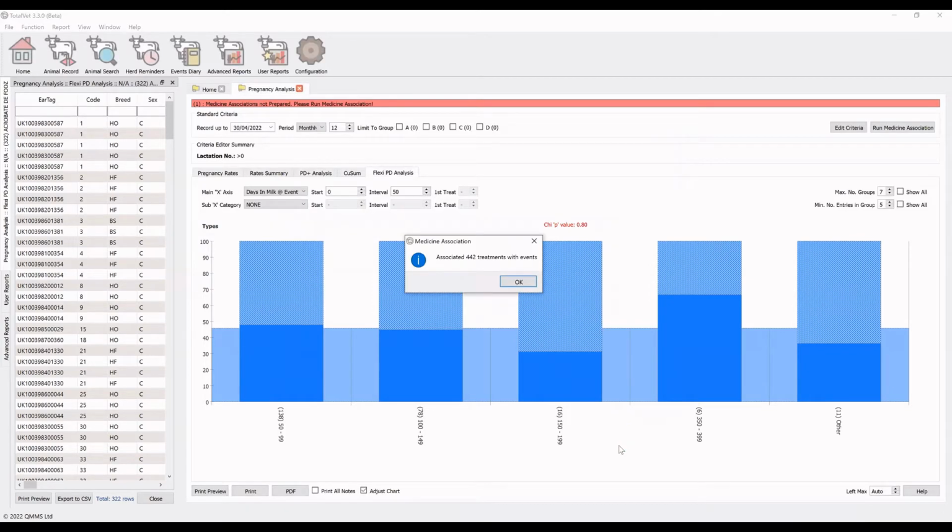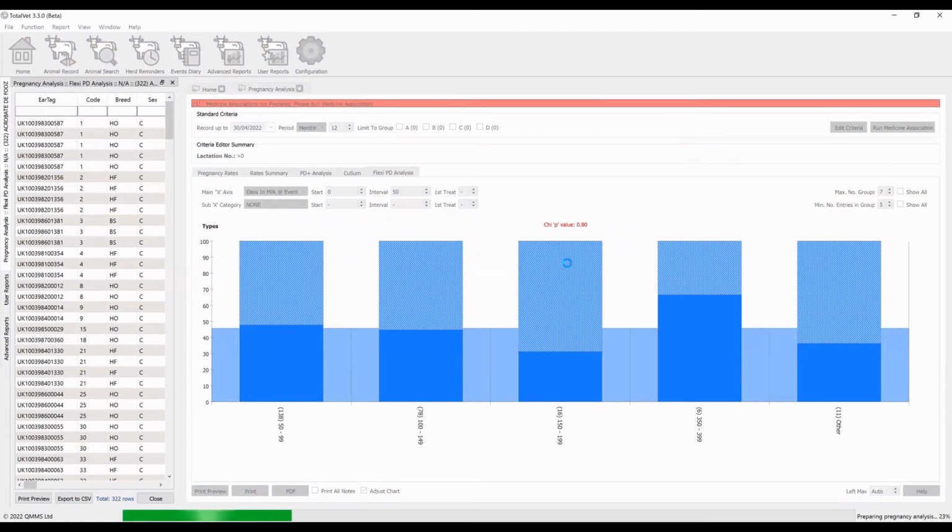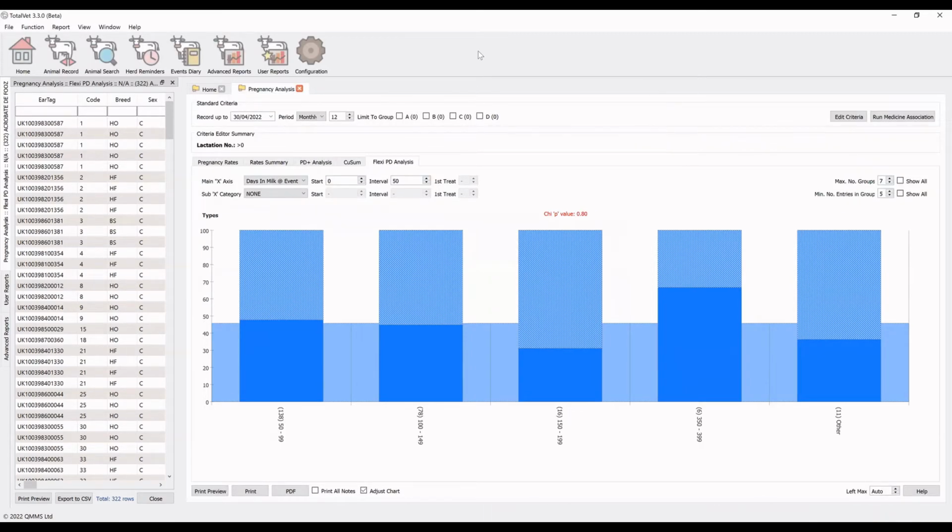Now TotalVet is running that analysis. It's associating these treatment events with service events, and we've associated 442 treatments with events. Now that TotalVet has associated these fertility medicines with the service events, we can analyze conception rate by synchronization programs.